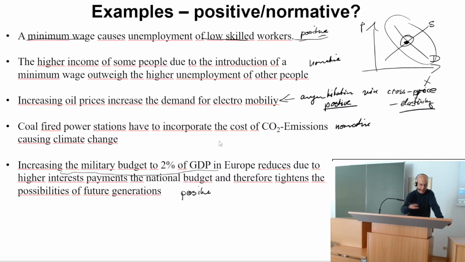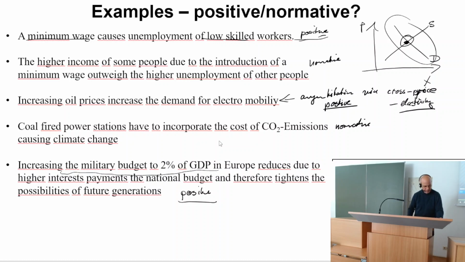If I would then include increasing the budget to 2% and then tightening the possibilities for future generations spending the money for other things like education, like infrastructure, and say that this also is a good thing, then it would be normative. Okay? Good.